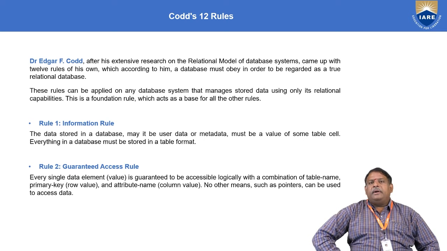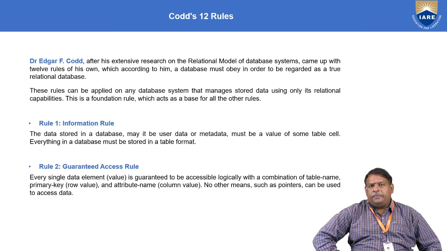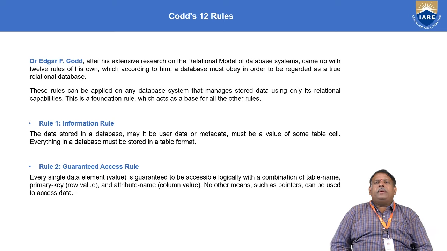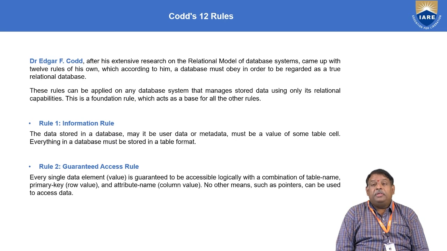Second is the guaranteed access rule. Every single data element, that is value, is guaranteed to be accessible logically with a combination of table name, primary key, and attribute name. No other means such as pointers can be used to access data.